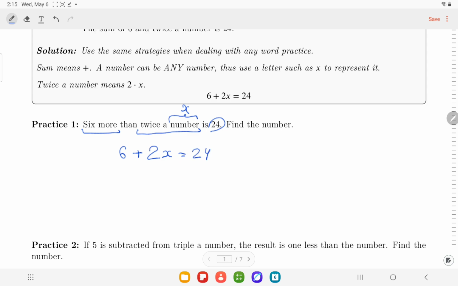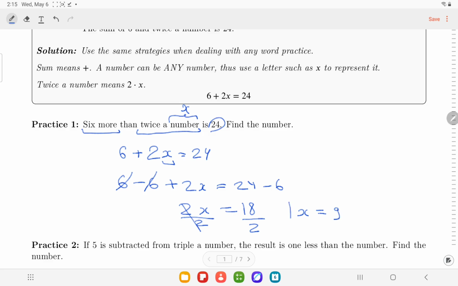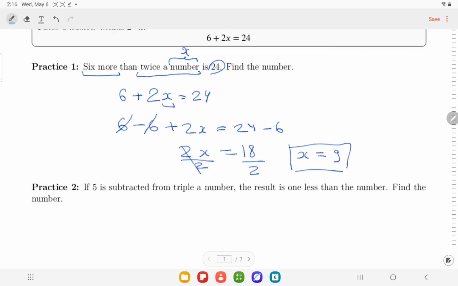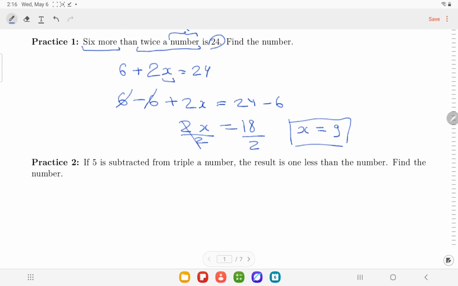And now we have an equation to solve. So to solve this equation, we want to isolate our x. So we're going to subtract 6 from both sides, and then we are going to divide by 2. So we end up with x being 9, which is our answer. So we're going to try another problem like this.